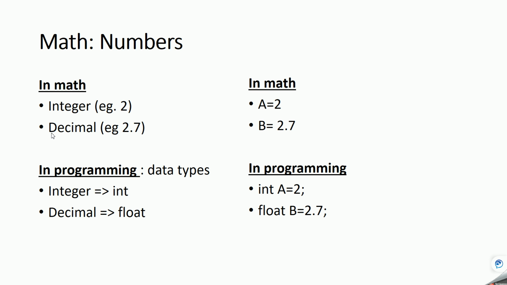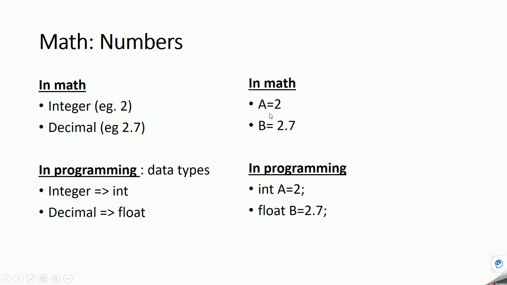Here we have two types of numbers: integer numbers and decimals. Integer numbers are like 2, 3, 4, 5, 6, and decimals are like 2.7, 3.7, 5.7. To represent these numbers in programming language we use a concept called data types. To represent an integer number we use the int data type, and to represent a decimal number we use a concept called the float data type. So let's see how we can use it.